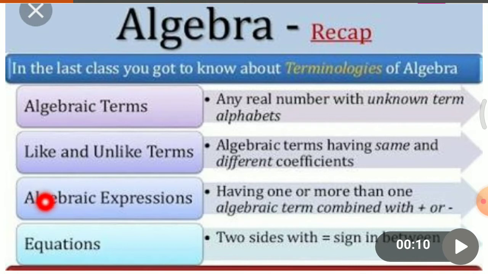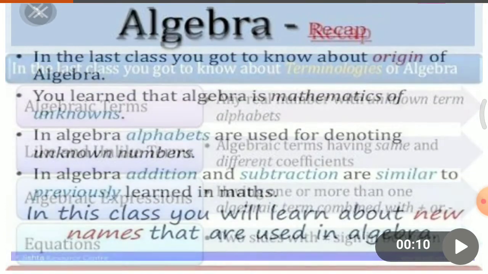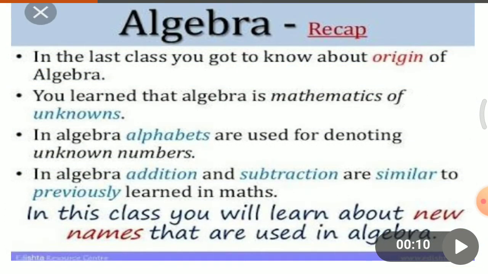What do you mean by algebraic expression? Having one or more than one algebraic term combined with plus or minus sign are called algebraic expression. What do you mean by equation? So two sides with equal sign in between are called equation. Next is that this is the recap of algebra, and I already told you.